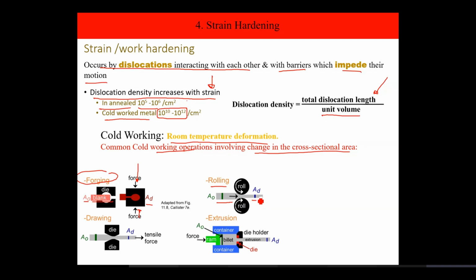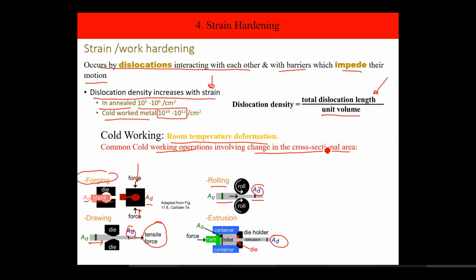Then rolling processes, where you are passing the rod through the rollers and you reduce the cross sectional area. Similarly, drawing is where you are pulling the wire through a die and reducing its cross sectional area. And similarly, extrusion is where you're passing a billet through the die and reducing the cross sectional area. So these four processes, you have studied.